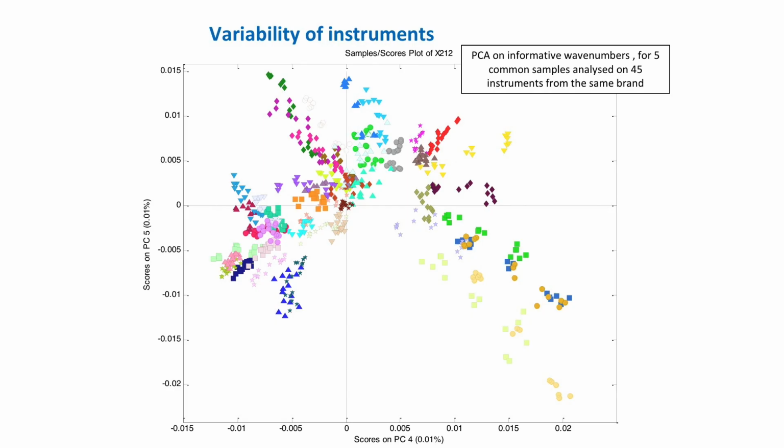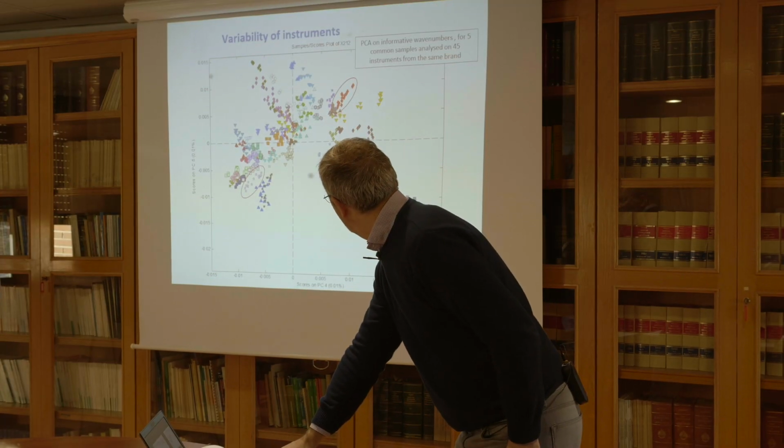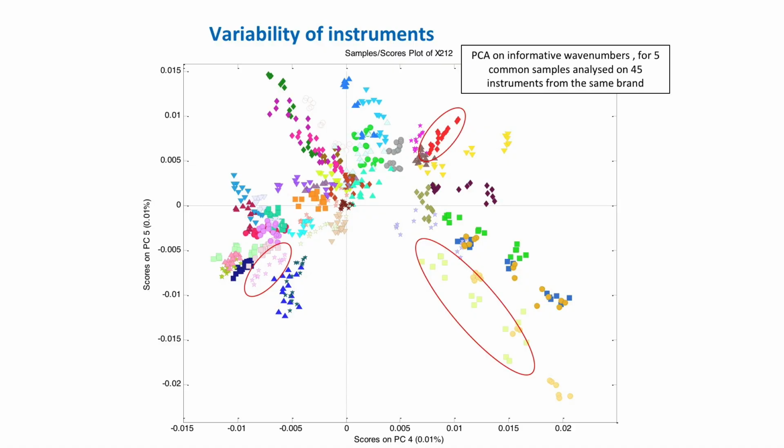Here is represented the PCA of the spectra of informative wave numbers for 5 common samples measured with 45 instruments from the same brand. It's a representation of the spectral variability that you have when you measure exactly the same samples in different labs on different apparatus. As you can see, here, for example, it's one apparatus in red in one country. Here, it's another one in another country. The spectra given by these different apparatus are not exactly the same.